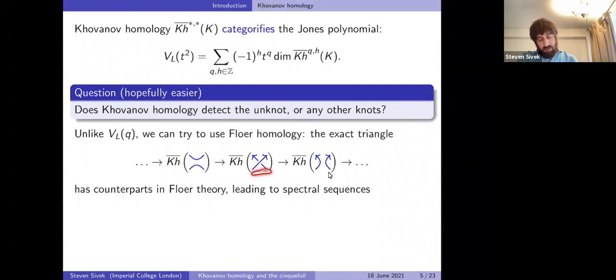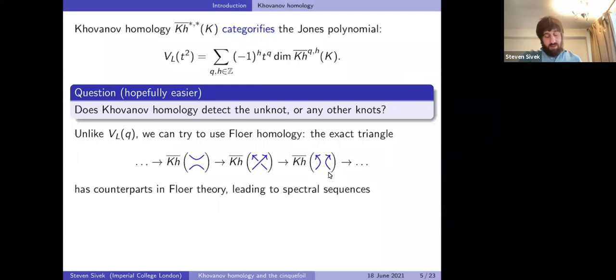knot, like with a local picture like this, some crossing oriented that way, you can do either of the two resolutions of that crossing and you get a short exact sequence. And this just falls out because the complex for this term is half the cube of resolutions. The complex for this term is the other half. So you're really just seeing the Khovanov homology of the knot, or the link, as a mapping cone.